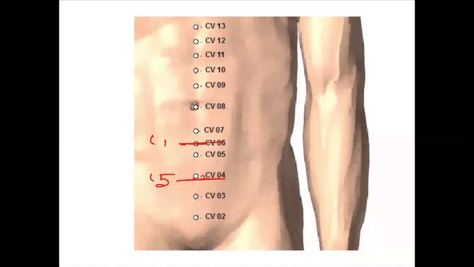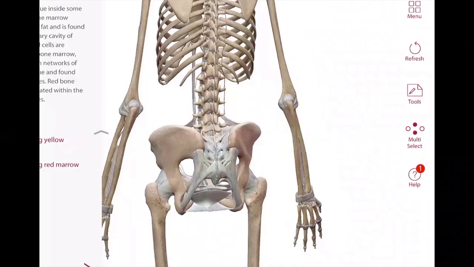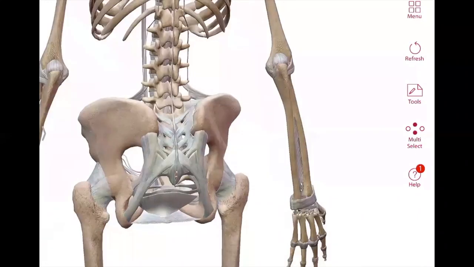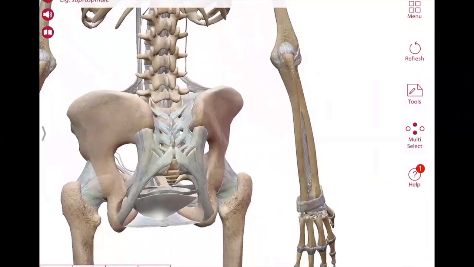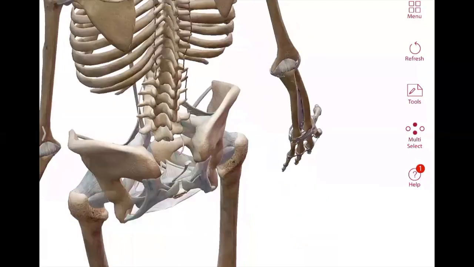And CV4 is the ending of the lumbar spine. As soon as the lumbar spine ends, this is the starting of the last part of the spine, that is the sacrum. Look at this image. When the spine is ending, this is the lowermost part, which is called the sacrum or sacral spine.